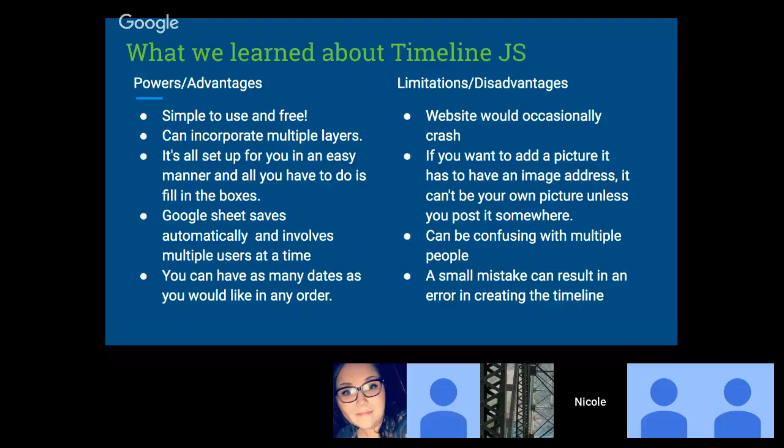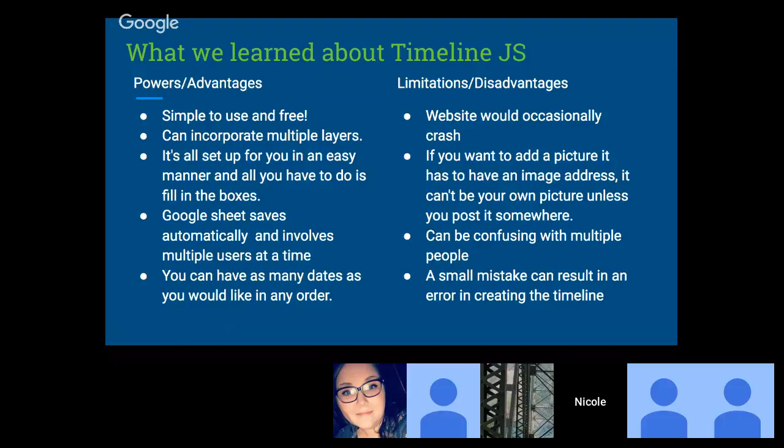Okay, so as Nicole went over, some advantages were that it's pretty simple. The format is easy to use, and it's also free, which is nice. You can incorporate multiple layers, which was really nice for organizing all of our information. If you wanted a life event of his that affected the book, his time at Walden that he used, and also maybe a historical event going on in the world that influenced him. The Google Sheet saves automatically, which is nice, and more than one person can be on it at a time. And you can enter dates in any order.